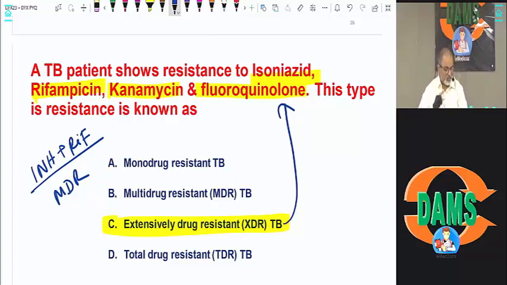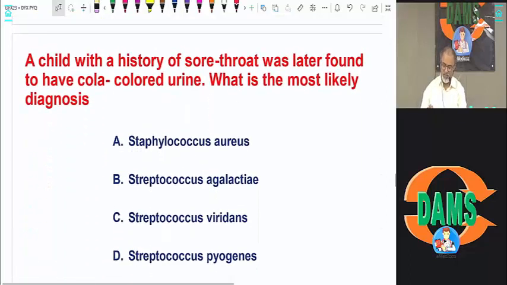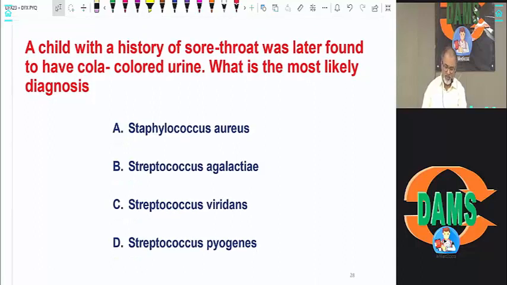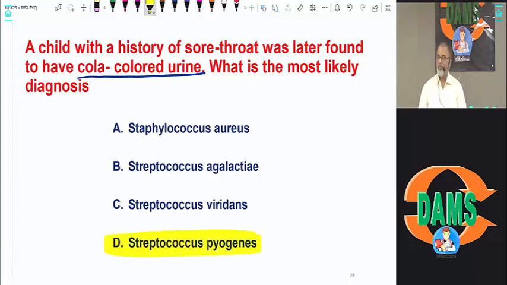Yes, Kamal. Strawberry cervix is the same. Trichomonas vaginalis, strawberry cervix. Next is a child with history of sore throat, later found to have cola colored urine. What is the most likely diagnosis? Post-streptococcal glomerulonephritis caused by Streptococcus pyogenes.